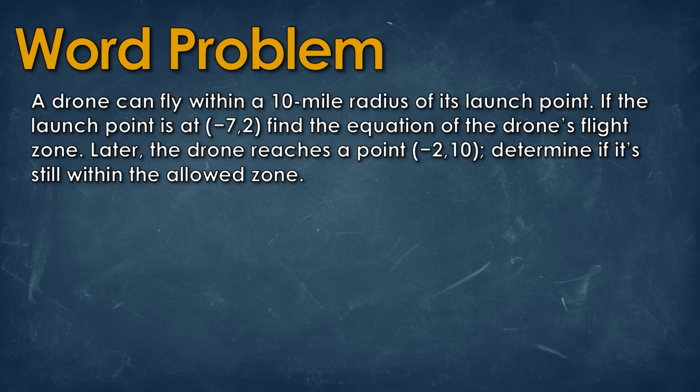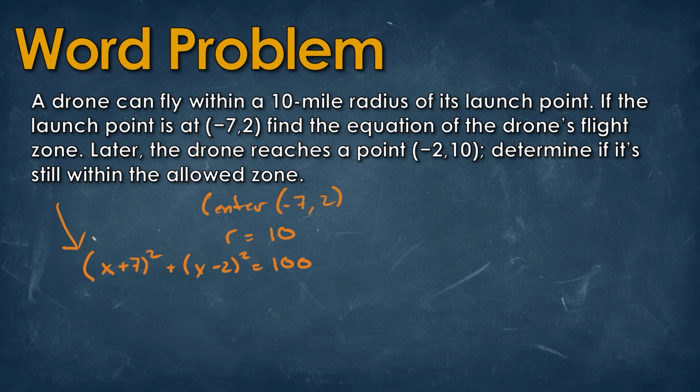So we know that from our standard equation of a circle that we have a center here of negative 7, 2. We also are given that the radius is equal to 10. Well, we remember from the standard equation, we're going to have x minus a negative 7, so that'll be positive 7 squared, plus y minus 2 squared is equal to our radius squared, which will be 10 squared, which is 100. So we have the standard equation of our circle.